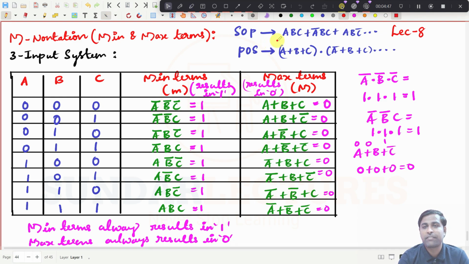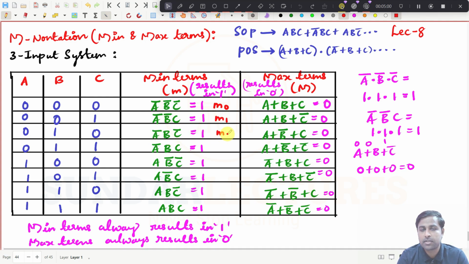One term, I have missed this one. See here, always what we will do, since this is small m, we represent these terms as m0, m1, m2, m3, m4, m5, m6, and m7.